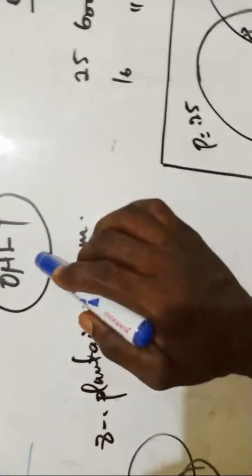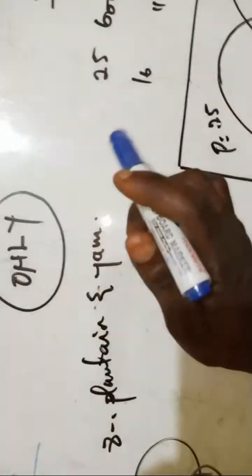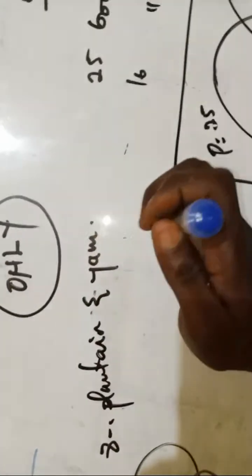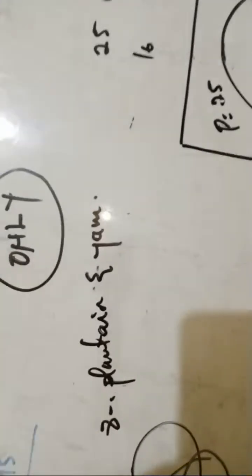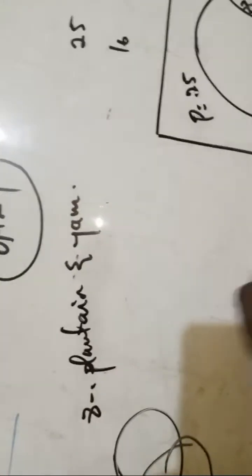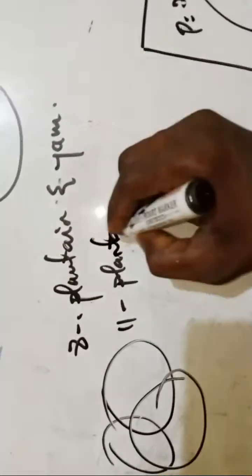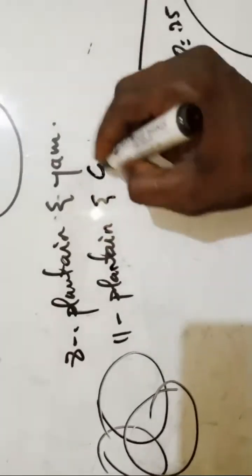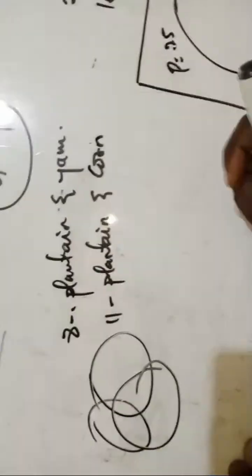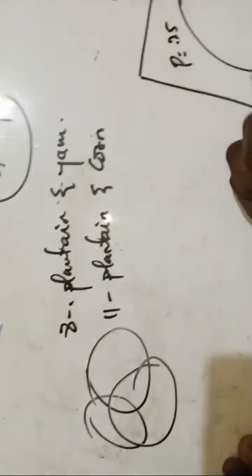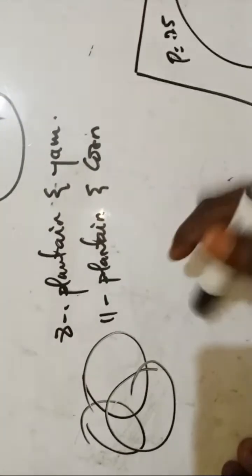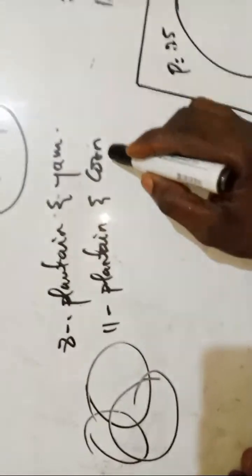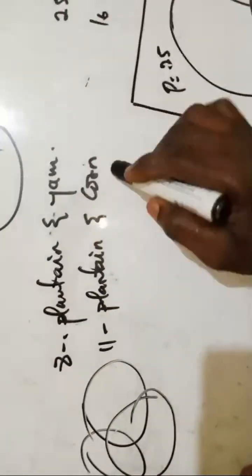So let's use the next one so that you understand. Let's say 11 bought plantain and corn, right? This is plantain, and corn. So 11 bought plantain and corn. Have you seen that we didn't see any word only attached to this? Once the word only doesn't come, you are going to subtract the intersection, right?